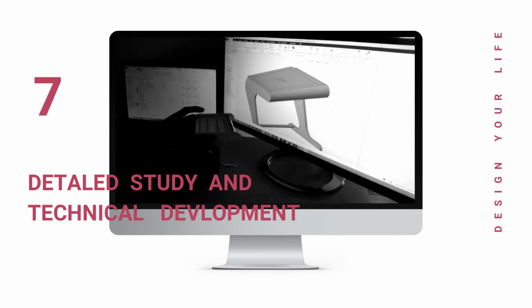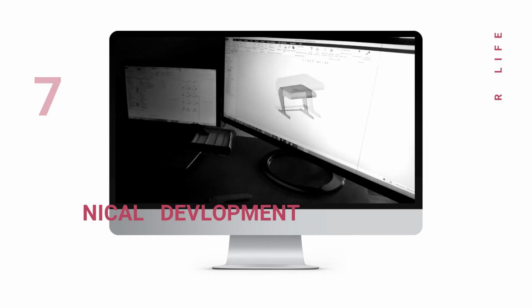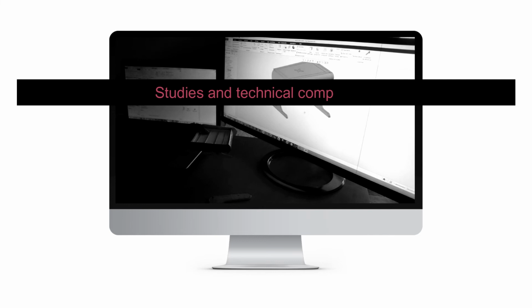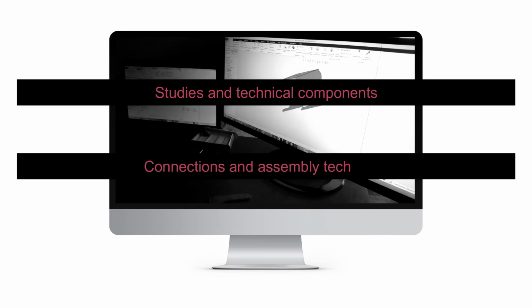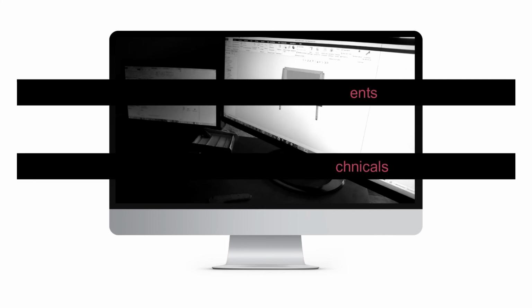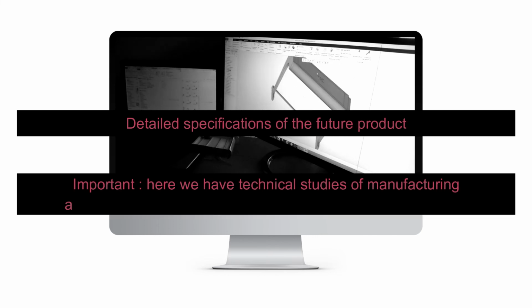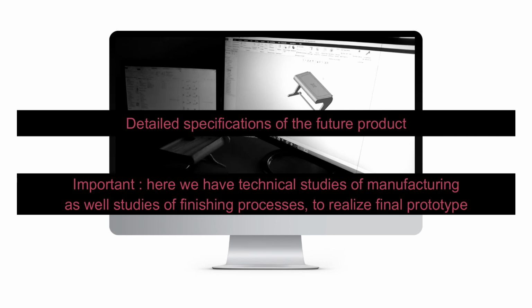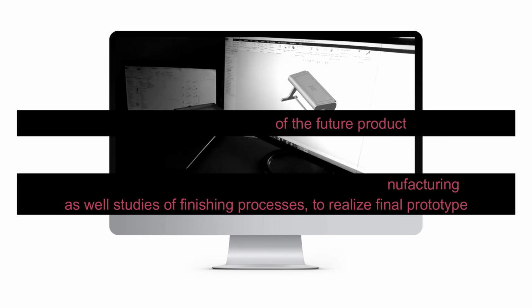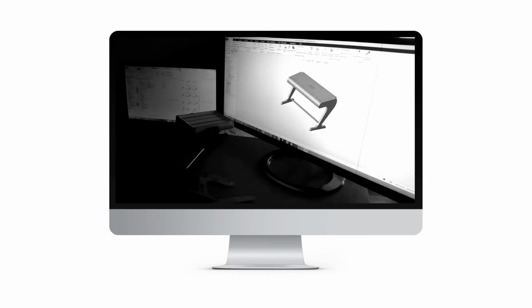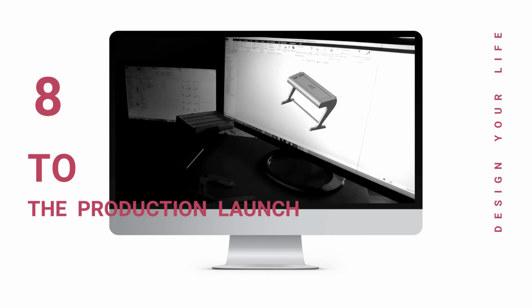Number 7. Detailed study and technical development. This phase includes studies of technical components, connection and assembly techniques, detailed specification of the future project. Important. Here we have the technical studies of manufacturing as well as the studies of the finishing processes to realize the final prototype.